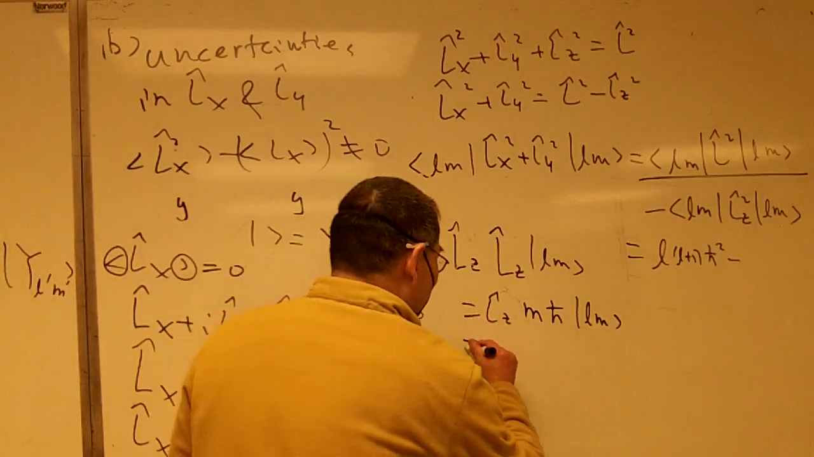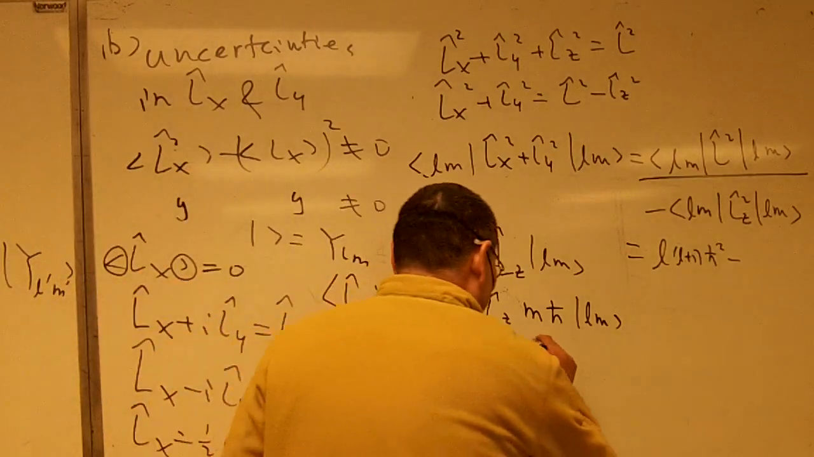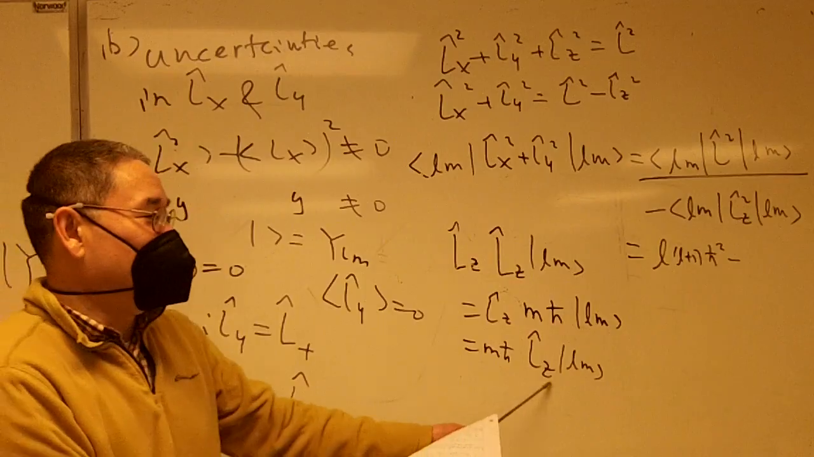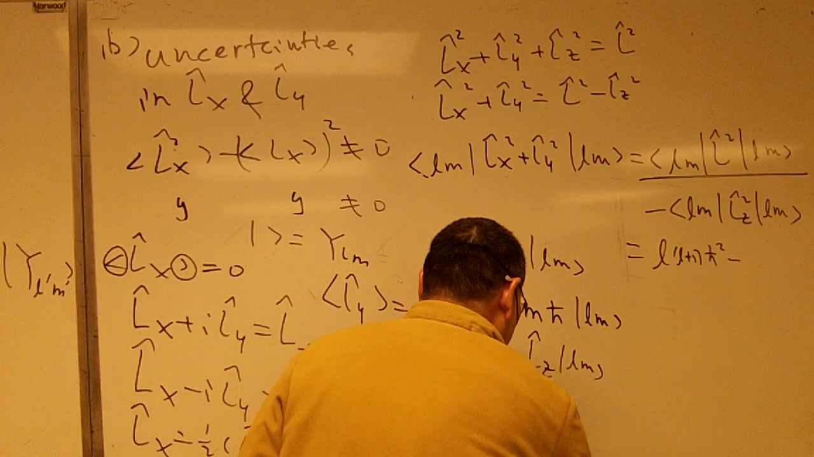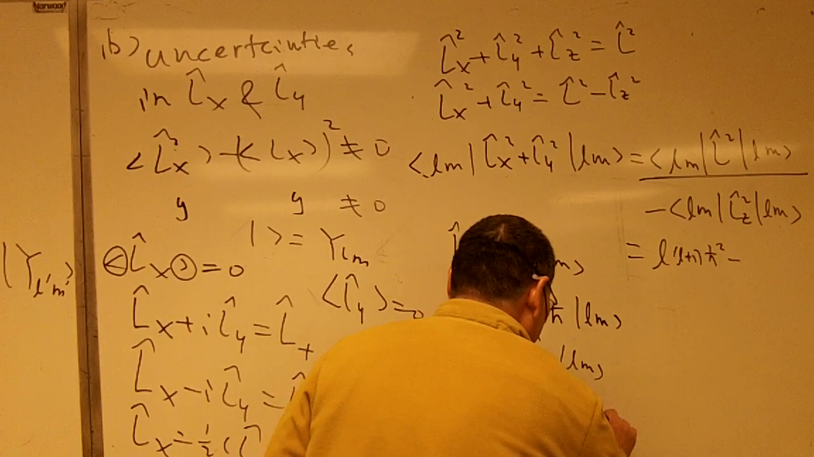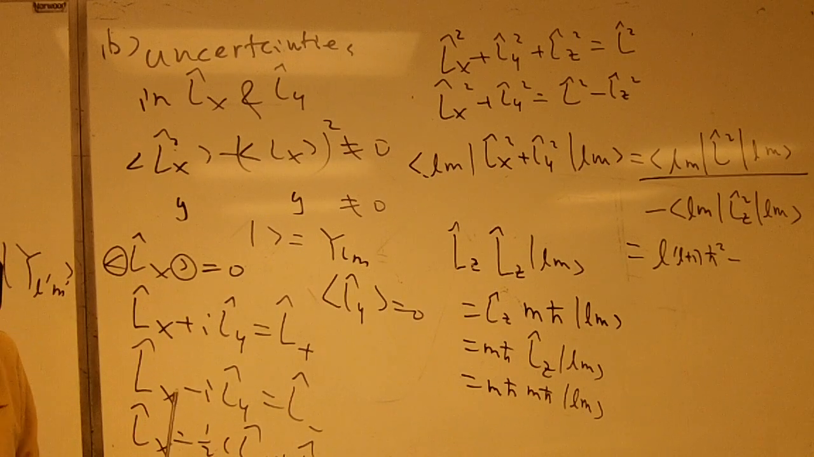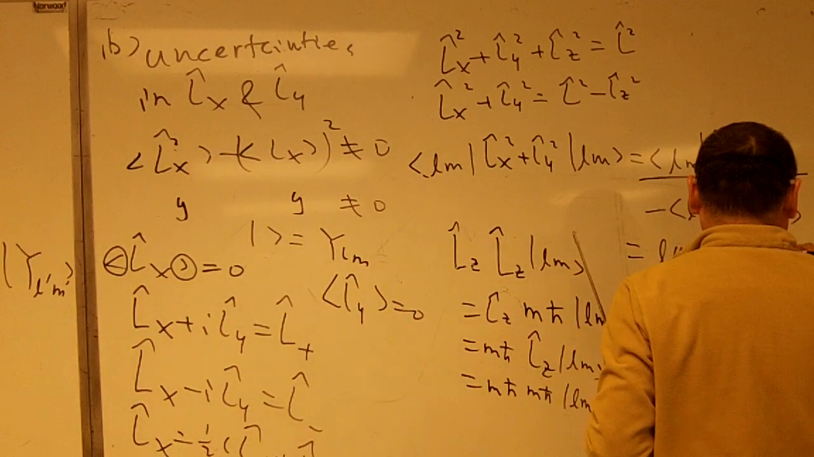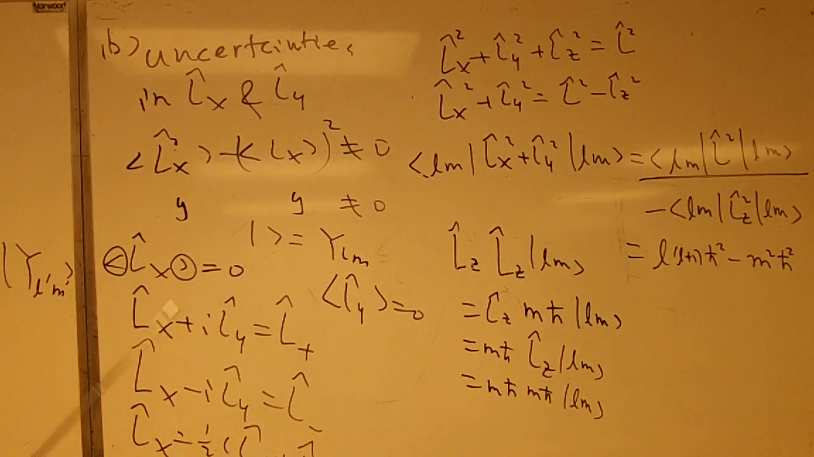So you can move this m h bar to the front, because it's just a regular number, then the L_z hat acting on the state. And then you're repeating this whole thing again. So this will be m h bar, another m h bar, times the state. And so this is where you get m squared h bar squared. Makes sense? So in other words, what I did from here to there, this just got m squared h bar squared. And that's all you have.